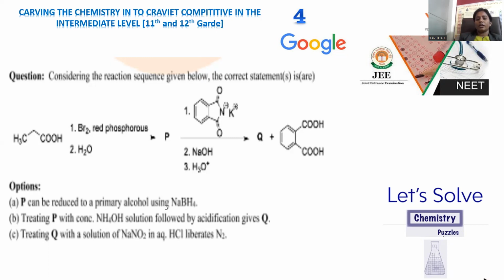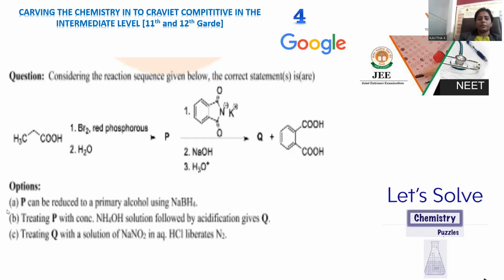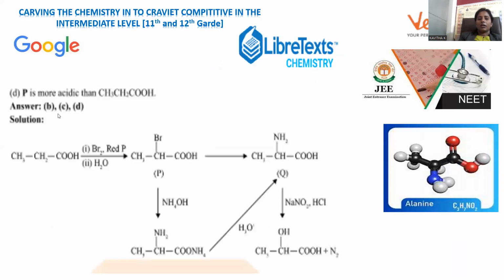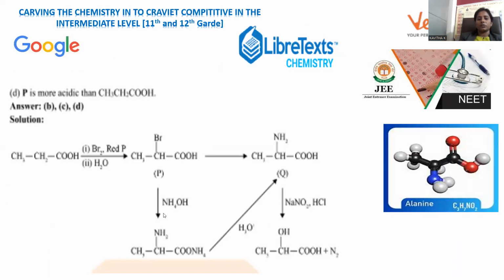We will check which of the provided options are correct with respect to this organic reaction. Another option is also there: P is more acidic than propionic acid. Whether it is correct or not, we have to check. P is more acidic or less acidic, that also we have to explain. From the options A, B, C, D, the correct answers will be B, C, D. Why can't we say option A is correct? Option A says P can be reduced to primary alcohol using sodium borohydride.